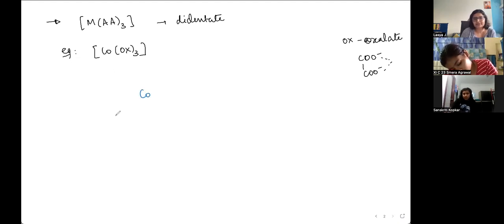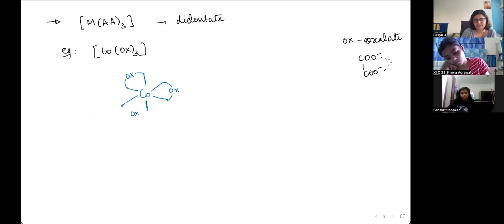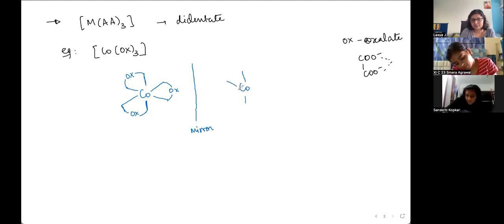Cobalt is at the center. We have three oxalate ligands, each of them binding at two sites, so they form an octahedral structure. You have one on top, one on the bottom, and four of them in the plane, square planar. So you have one oxalate like this, one oxalate over here linking these two, and the third one over here linking these two. Now its mirror image: this is a mirror. You have cobalt, same octahedral.